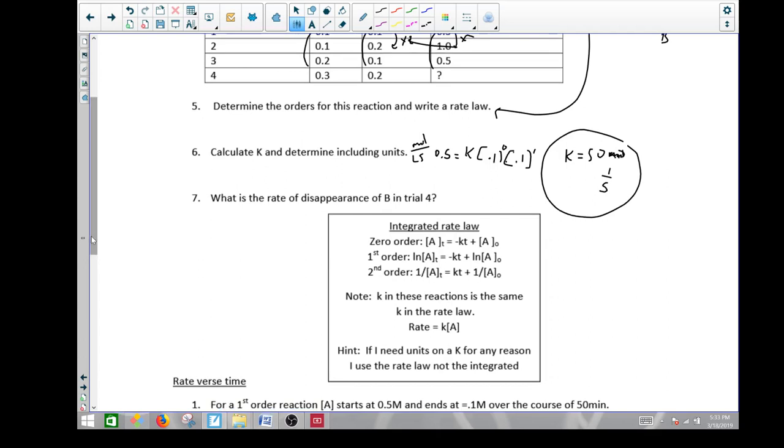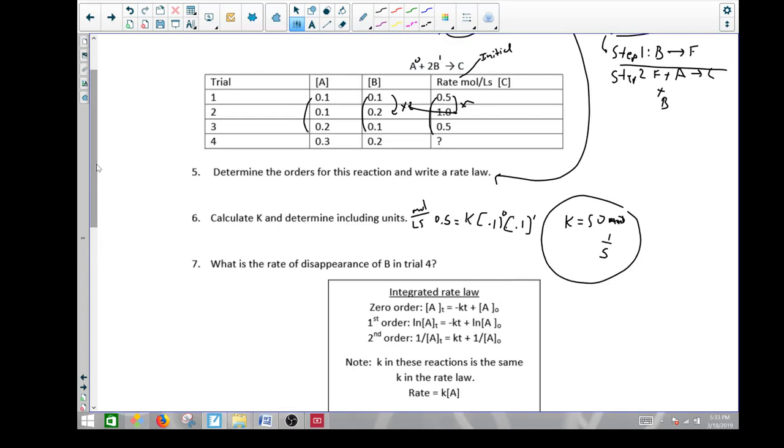Next one. Okay, just got some information here. What is the rate of disappearance of B in trial 4? All right, so this is really the whole point of us making our rate law. That way you can plug in and predict the future.